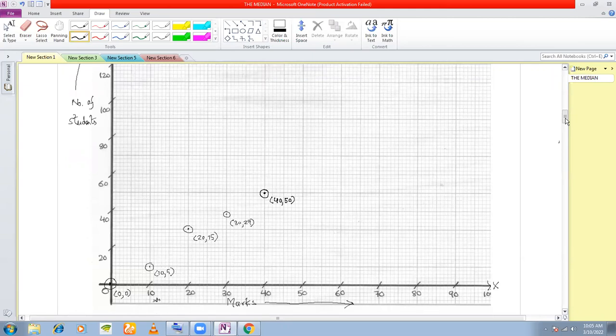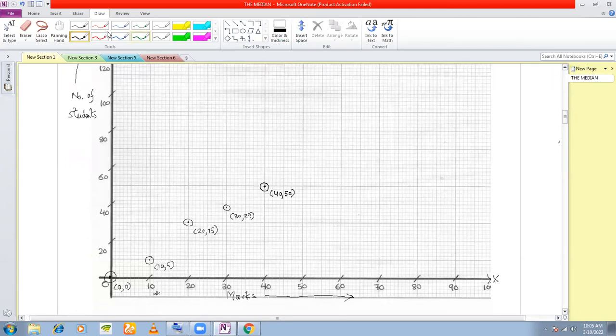Next, 2015 I have plotted wrongly. 2015 should be 20 and 15 should be here, above 10, halfway between, somewhere. This should be here, 15. This is 2015.